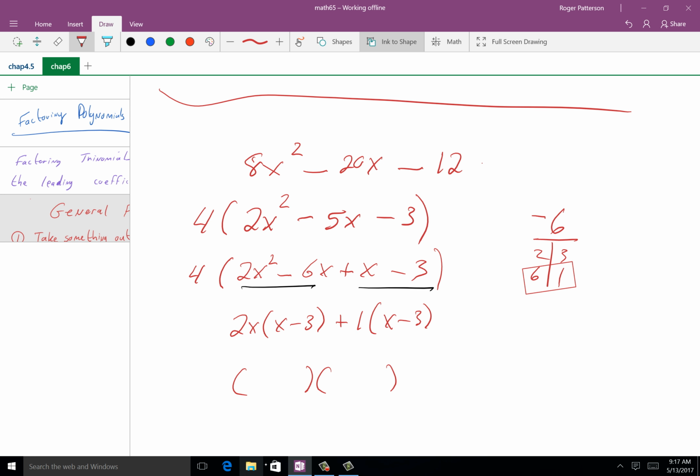Okay, so what's this going to look like? 4, 2x plus 1. Good. The 4 is going to pop back in. 2x plus 1, and x minus 3. So always make sure you check to see if you can take something out. All right. Let's take a 5, 10 minute break, and we'll do some more of these. I'll show you some tricky ones.